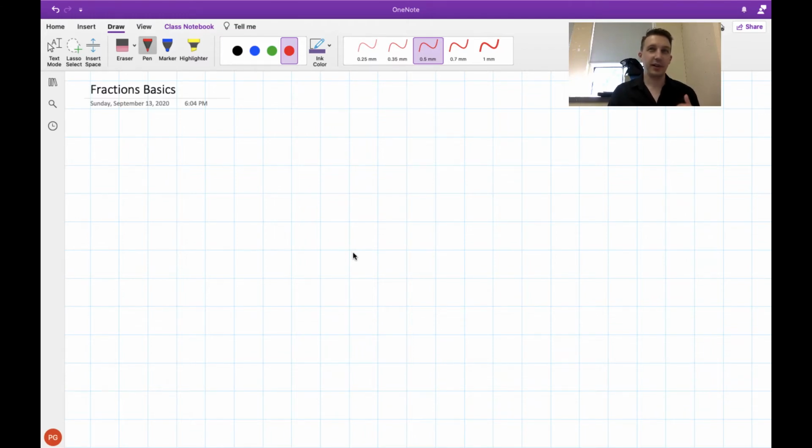This time we're going to be starting off with some fractions. So we've already done integers, adding, subtracting, multiplying, dividing, we've done some BEDMAS stuff. Now we're going to go over some basic fractions. I figured we'd start with, what is a fraction? How do we draw it?